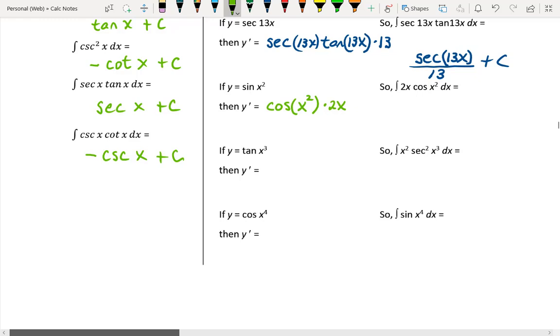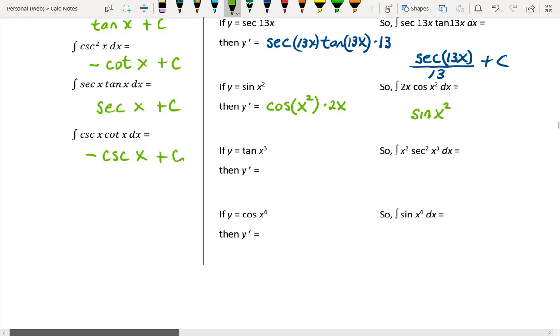And so again, what I'm asking myself is what derivative gives cosine? Now, we could do this with a u substitution just like we did before, but we don't really need to here, because I know that the antiderivative of cosine is sine, and I know that if I take the derivative of sine, that's cosine. So I know this is going to have to be sine of x squared.